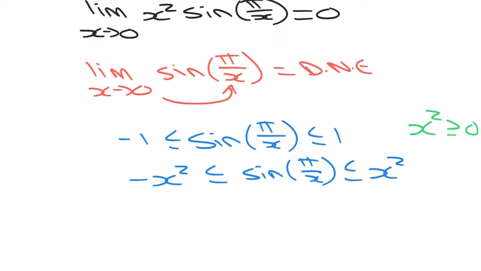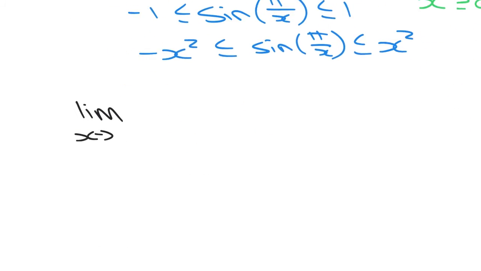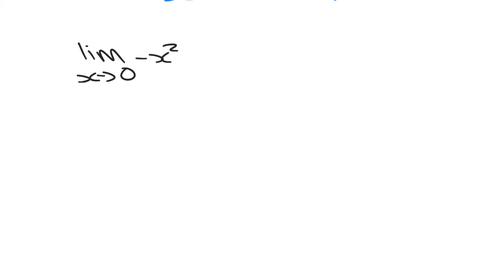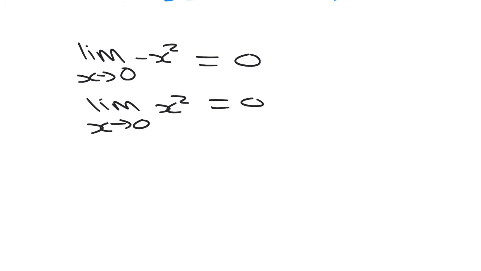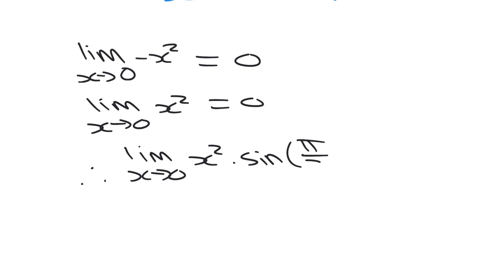Alright, so now what can we come to? Now we realize that the limit as x tends to the value we are working on here, which is 0, of negative x squared, just using substitution, is equal to 0, as well as the limit as x tends to 0 of positive x squared using substitution, that will also give us a 0. Therefore, we come to the conclusion by the squeeze theorem that the limit as x tends to 0 of x squared multiplied by the sine of pi over x must be equal to 0. So that would be the proof using the squeeze theorem of this problem.